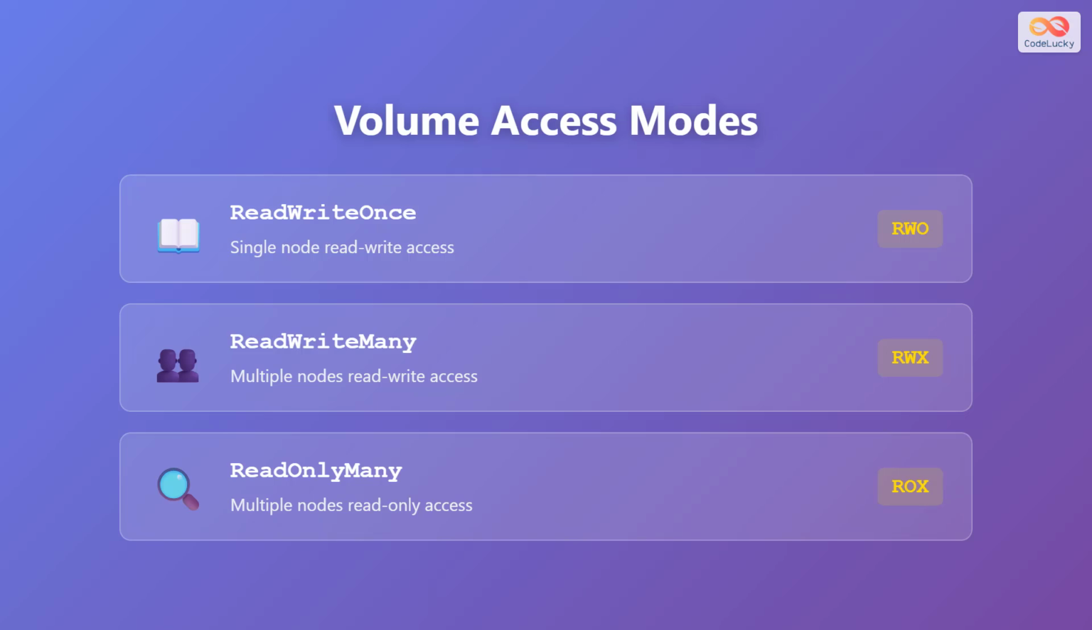Second is ReadWriteMany, abbreviated as RWX, which allows the volume to be mounted as read-write by multiple nodes simultaneously. This is useful for shared storage scenarios, but requires storage backends that support concurrent access. Third is ReadOnlyMany, abbreviated as ROX, which allows the volume to be mounted as read-only by multiple nodes. This is perfect for sharing static data or configuration across many pods. Choosing the right access mode depends on your application's architecture and the capabilities of your storage backend.